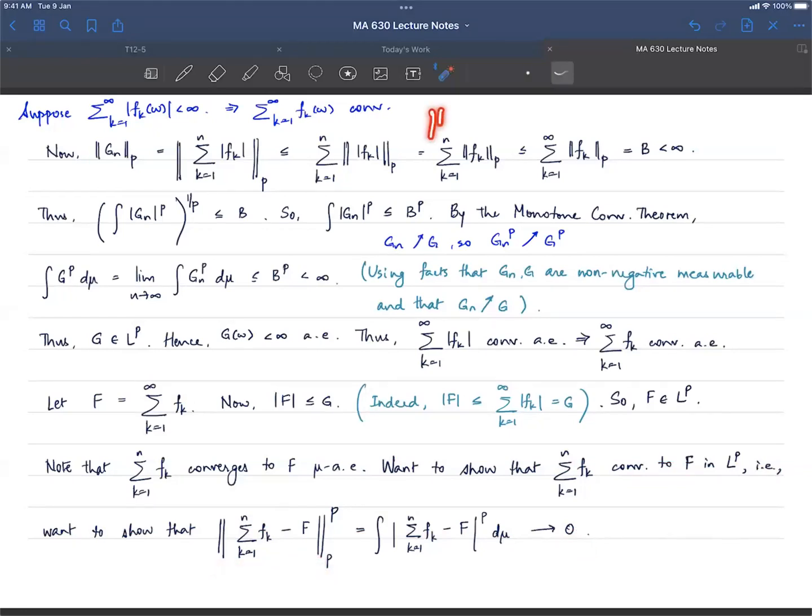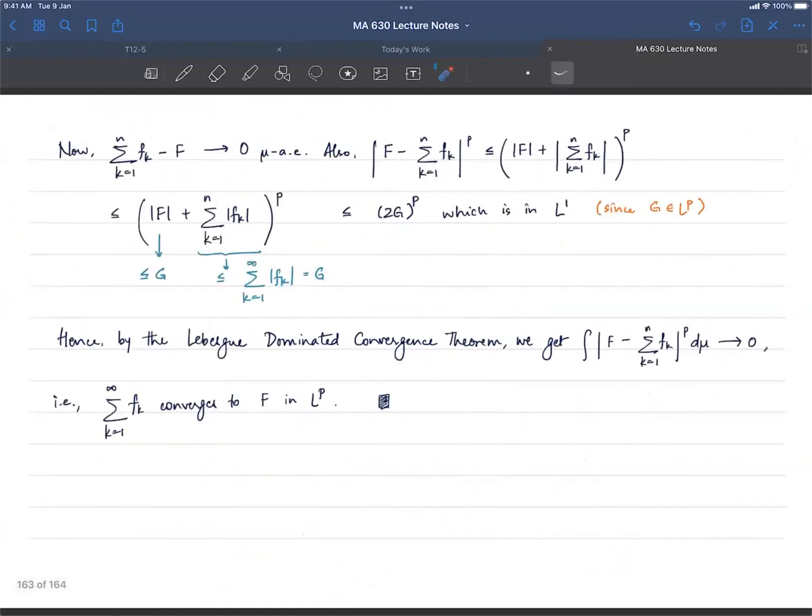If I want to show that the norm of Xn goes to 0, it is good enough to show that the norm of Xn to the pth power goes to 0. The two statements are equivalent. So we'll show that the pth power of the norm of the sum k going from 1 through n of fk minus F goes to 0. You guys with me? Now let's prove that this quantity goes to 0. We know that the sum k going from 1 through n of fk minus capital F goes to 0 mu almost everywhere. This we had. So now we want to use the dominated convergence theorem.